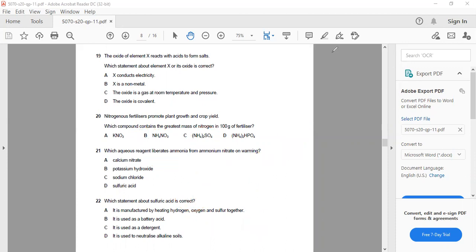And one more time: 100 gram of fertilizer, each of them is a fertilizer. What is the mass of nitrogen? Find the Mr. Suppose it is 101 gram for 1 mole of KNO3. How many nitrogen? One. So you can say 101 gram KNO3 has 14 gram nitrogen. So 100 gram KNO3 has how many? It's a little longer method: 14 into 100 divided by 101. Like that you have to do it for every one. This is another method, but it takes time.